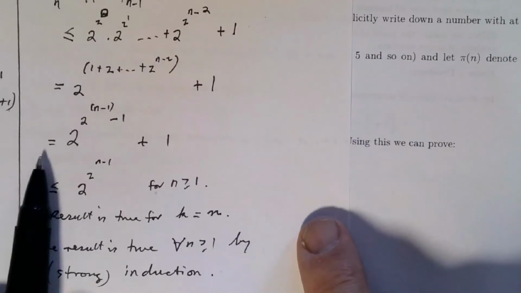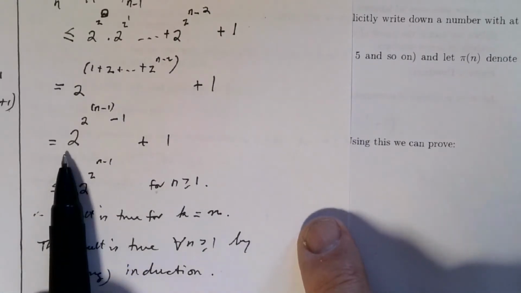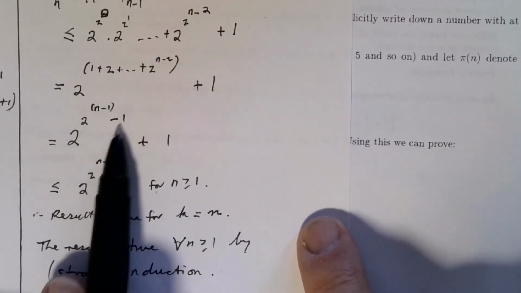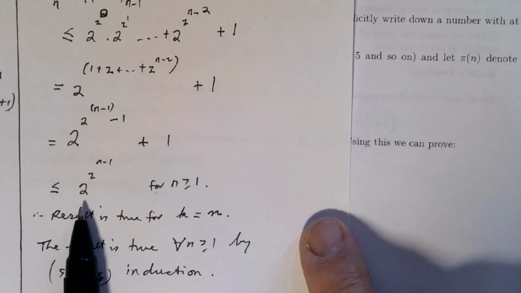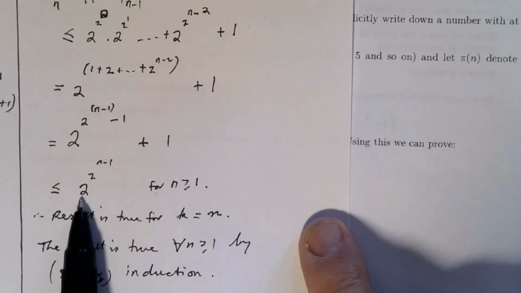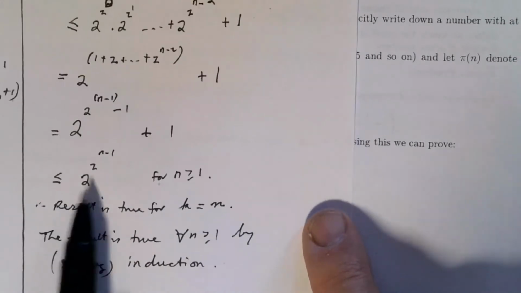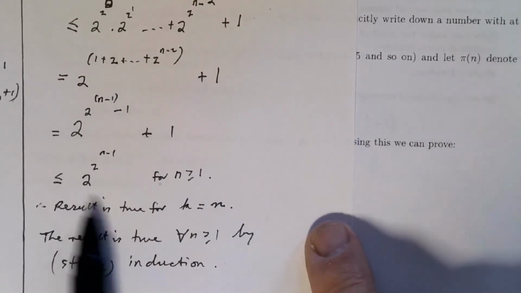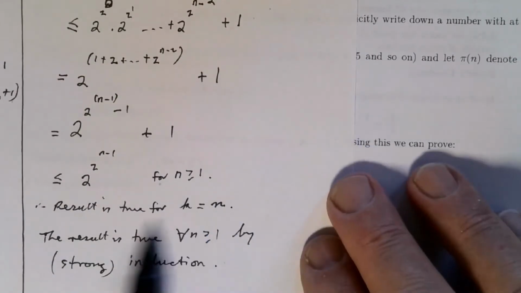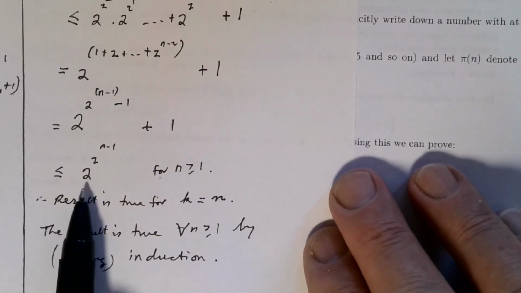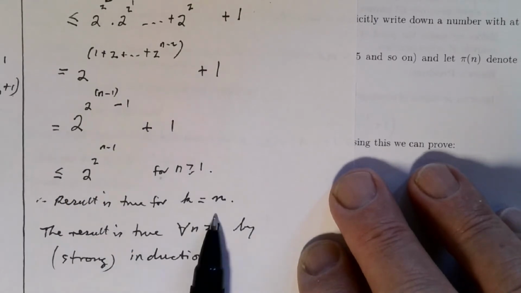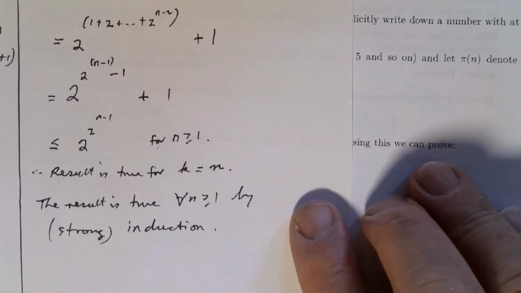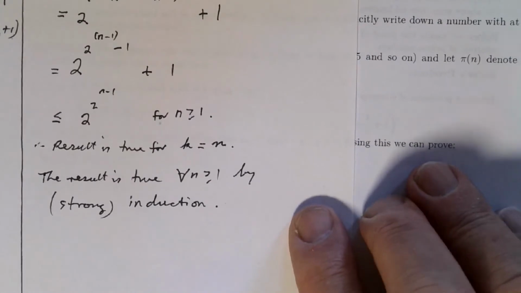And now you can just check with a little side calculation that 2 to the 2 to the n minus 1 minus 1 plus 1 is less than this one. That's fairly easy to do. You can just check by taking this and dividing it by that and show the answer is less than 1, and that'll get you this fact here. So this is for n bigger or equal to 1, and so we've now shown that if it's true all the way up to n minus 1, then it's also true for n. And therefore the result is true for all n bigger or equal to 1 by strong induction.